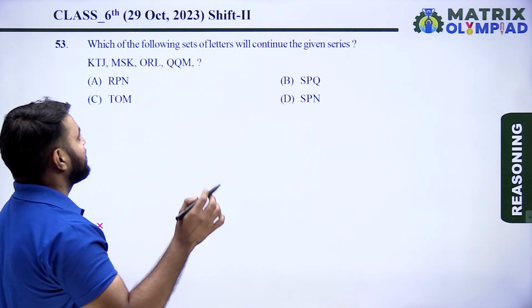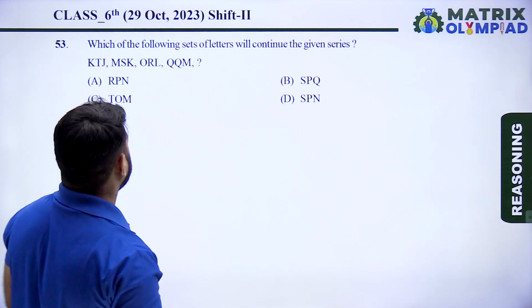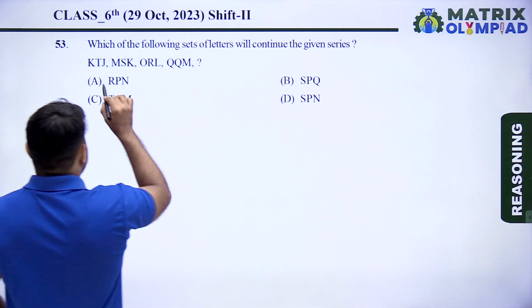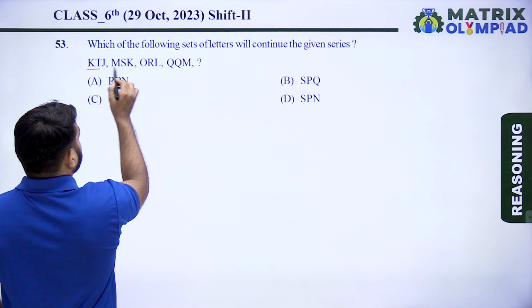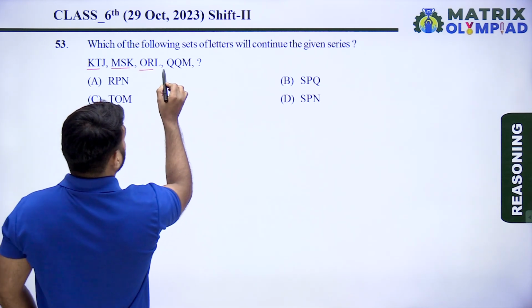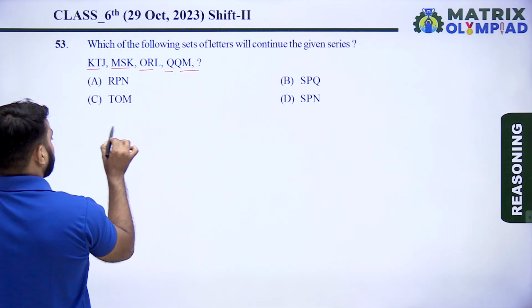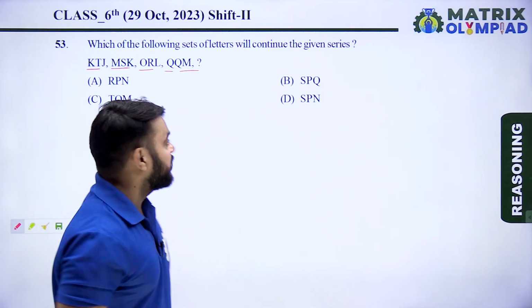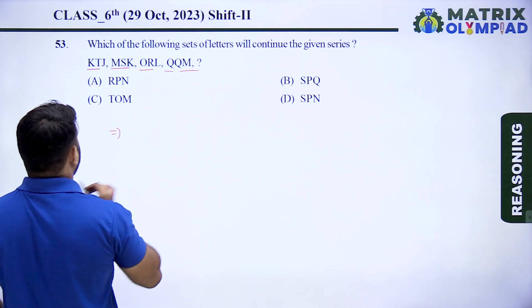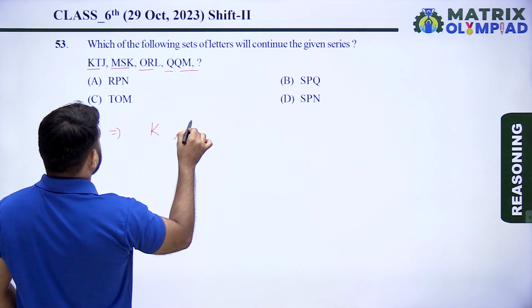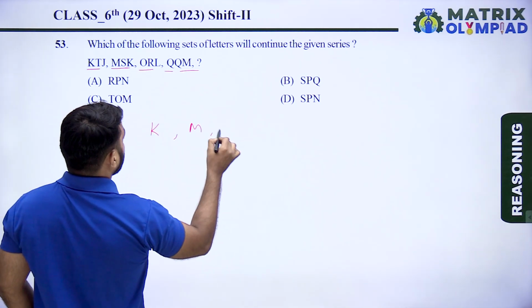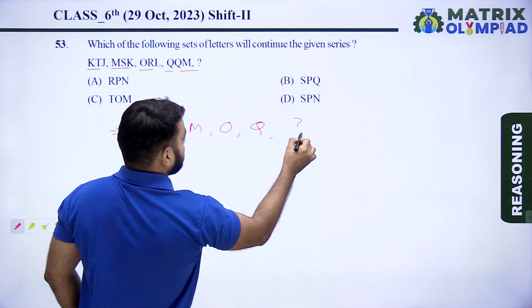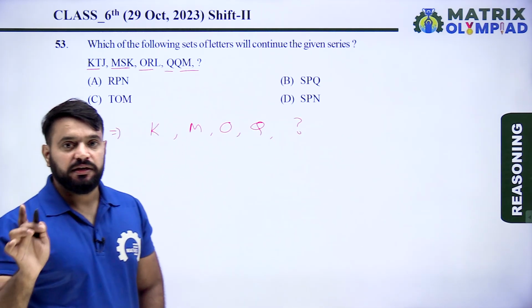Which of the following set of letters will continue the given series? So series is KTJ, MSK, ORL, QQM. So first taking first alphabet of each term. So K, M, O, Q and next is missing. So find the pattern of the question.